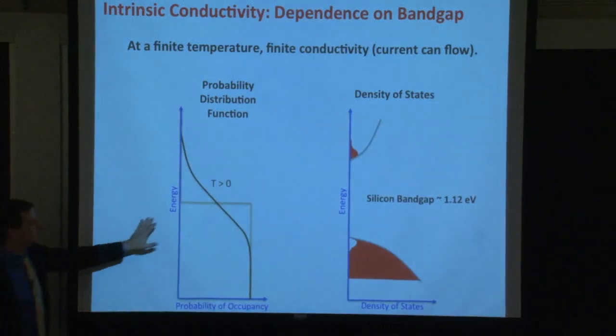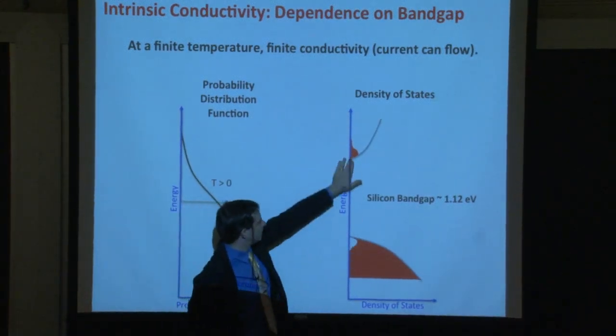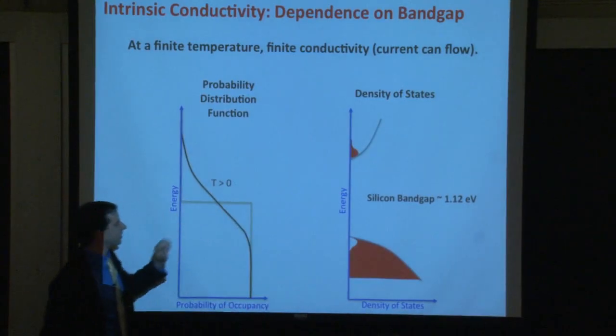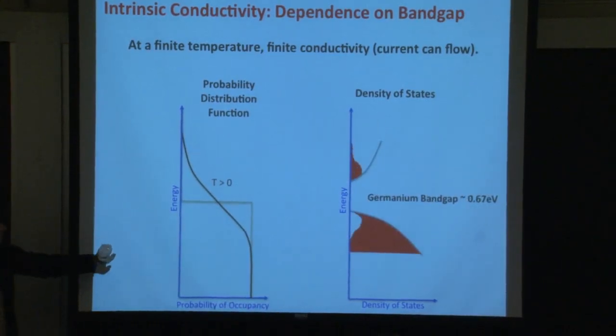So this is the silicon band gap. This is the density of thermally excited carriers for silicon. Now we shrink the band gap. Boom, we shrunk it.